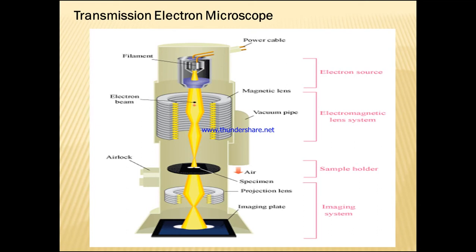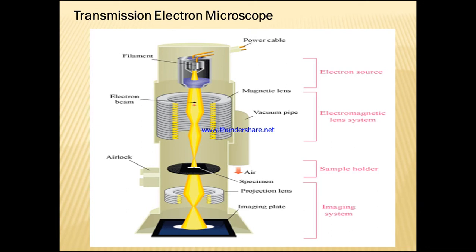So we discuss in detail about this transmission electron microscope. It is a microscopy technique in which a beam of electrons is transmitted through an ultra thin specimen. So the thickness of the specimen should be very, very less. That is, the electron should pass through the sample, it should not deflect. Because of this, we make an ultra thin sample.